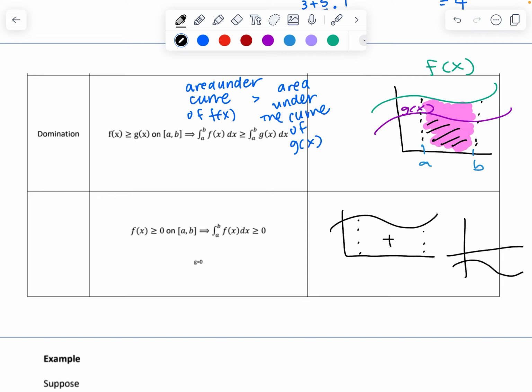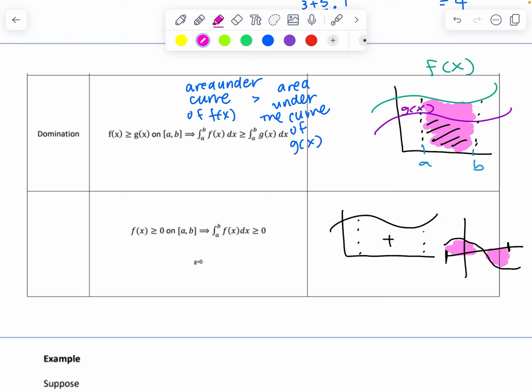Because if it goes down negative at some point, even if it started here, say we wanted the area from here to here, we can't necessarily guarantee that that area is going to be positive. And so that one's just kind of a logical one.